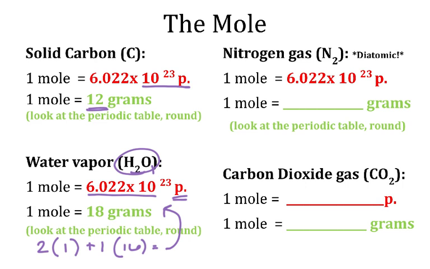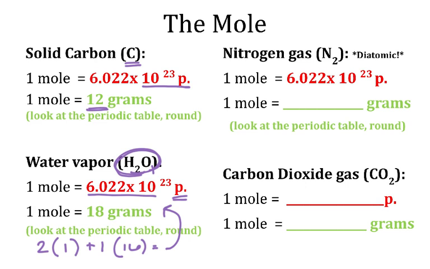So if something exists as just a single element, we just use whatever value is on the periodic table. If something is existing in a compound, whether it's ionic or covalent, we just need to take into account how many we have of each in that molecule. All right, let's try 2 on our own.